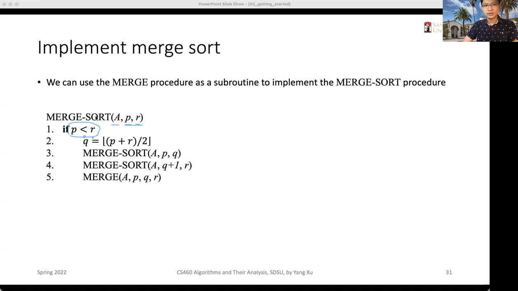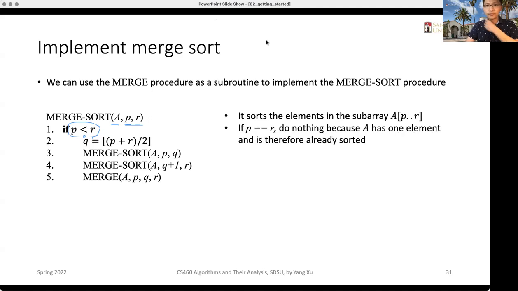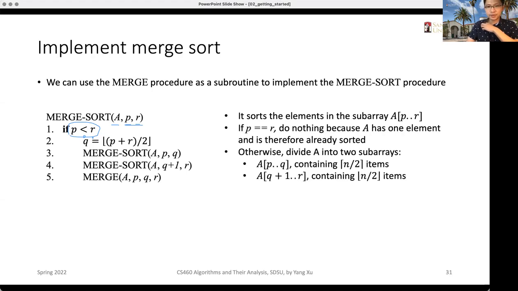So the body of the merge sort code ignores cases where there's only one element. The code will only be executed for arrays that have at least two elements, okay? So the first line of the code will divide the elements into two sub-arrays. It will compute the midpoint between P and R.